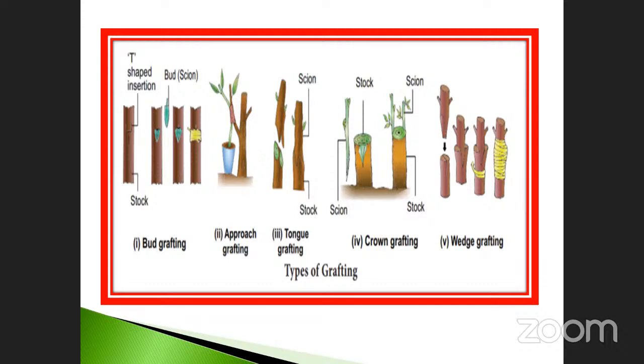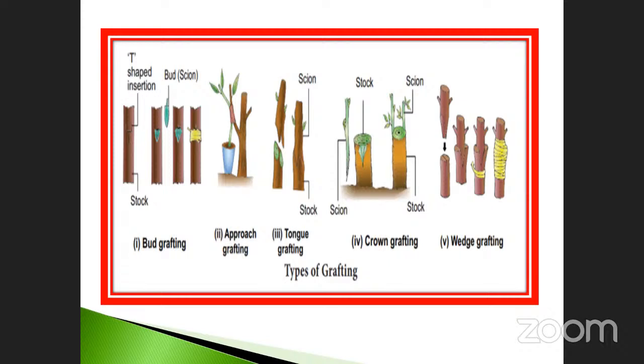Then tongue grafting is another one. You have to make a cut just like a tongue, on both the stock and the scion. You have to make a cut like a tongue and fix it together, and tie it to make a single plant. Then only it will grow. And then crown grafting.